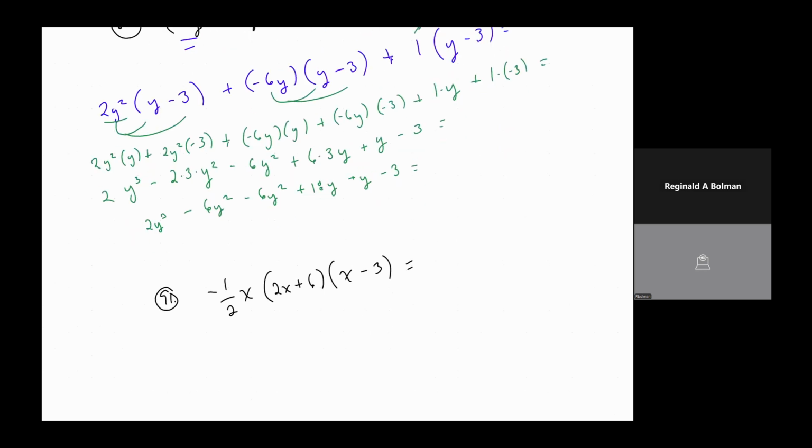Of course, the 2y cubed just is 2y cubed, but if I owe you $6 and then I owe you $6 again, I should owe you $12 in total. So if I've got negative 6y squared minus 6y squared, I should have in total negative 12y squared. And for the same reason, if you've got $18 in the bank and then you add $1, you should have $19 in the bank in total. And then the minus 3 doesn't change. So there's our answer.